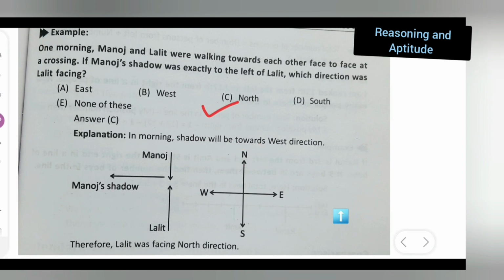And the rules are very important. I've already taught you all the rules. You'll have to study so that you all will be able to solve this.